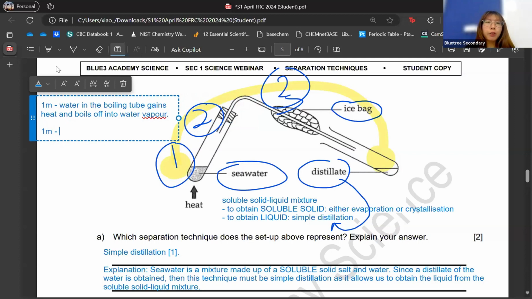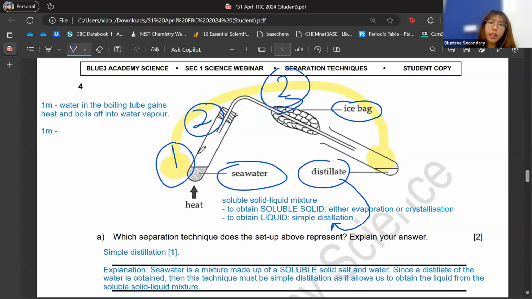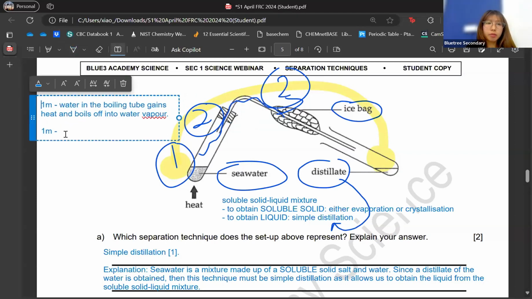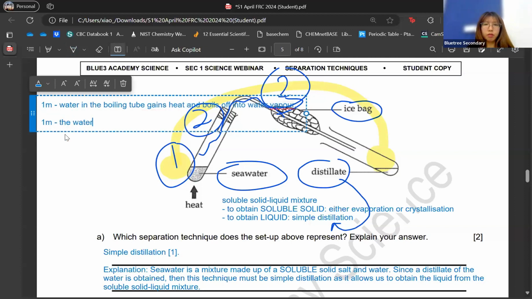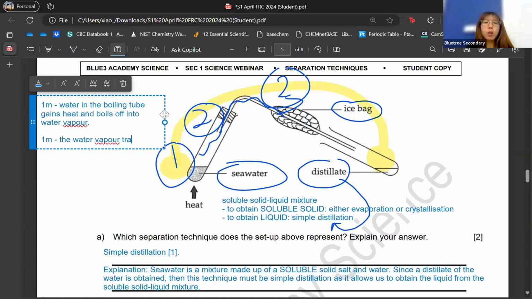So second mark will be after my water vapor is obtained, where does it go to? It goes to the ice bag. Okay, so the water vapor travels through the delivery tube. Okay, this tube is called the delivery tube. Then what happens when it comes close to the ice bag? So just like your primary school heat topic, your heat transfer. Okay, the water vapor loses heat to the ice bag.